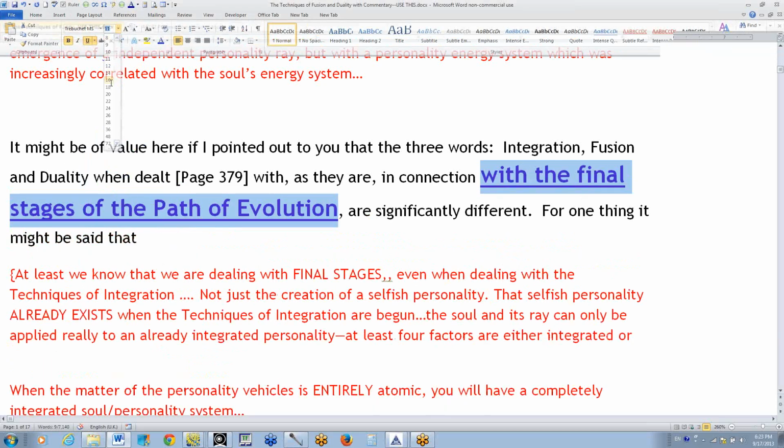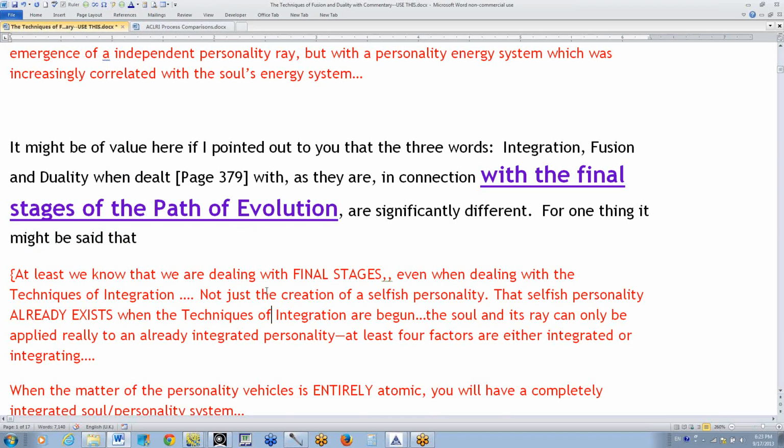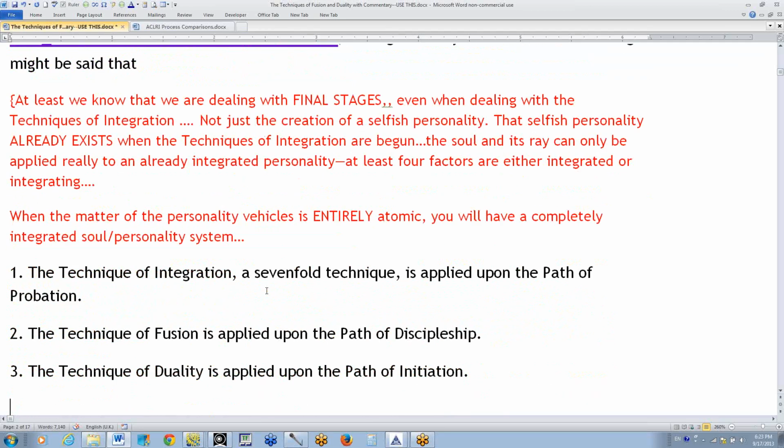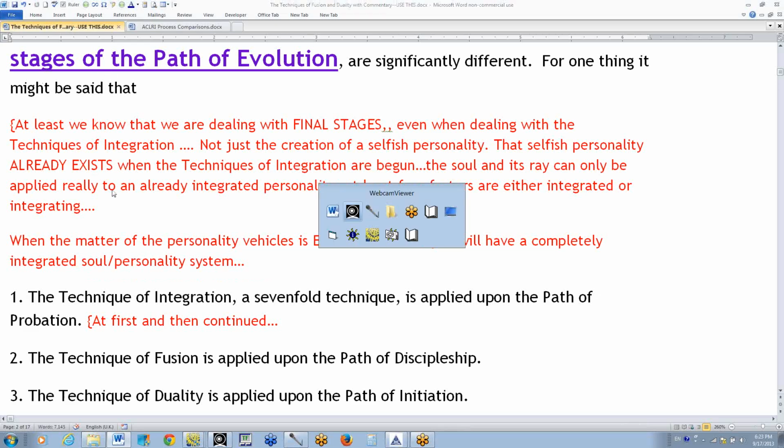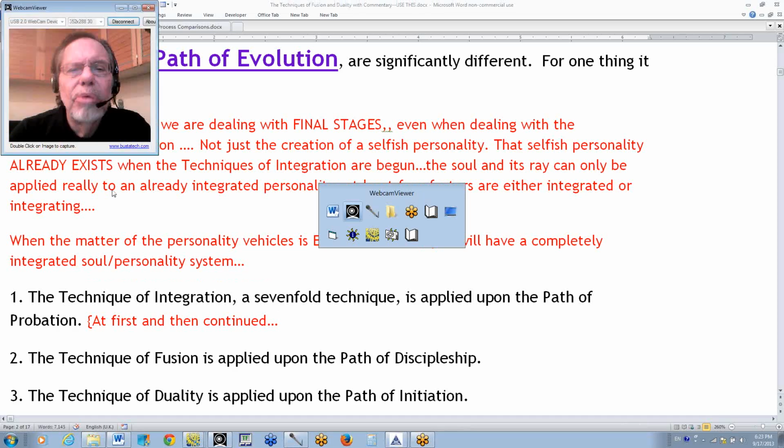All right, I just want to, with final stages. Okay, so let's look at this. The technique of integration, a sevenfold technique, is applied upon the path of probation. Well, I would say yes at first, and in a way at first, and then continued. I mean, if you think about this, look at this integration technique for the fifth ray, let us say. Let's go there for a moment.